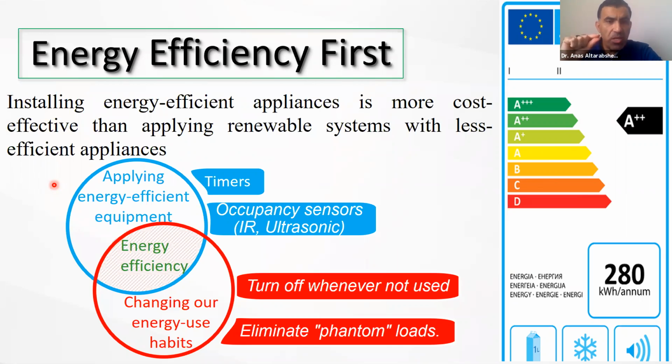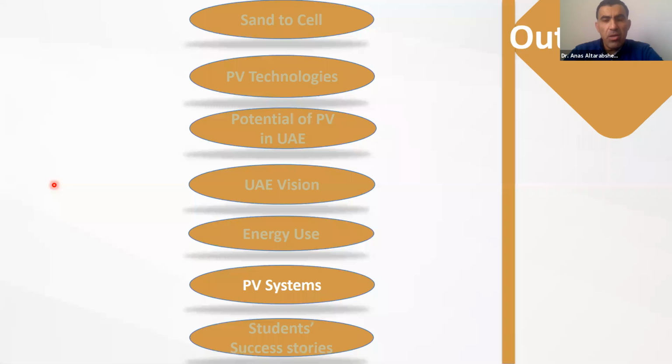Okay, so just to summarize here, applying energy efficient equipment with changing our energy use, this means what? The energy efficiency. So this is the definition of energy efficiency. Perfect. Now we start with the PV systems, types of PV systems, and how we design the PV systems for our homes.